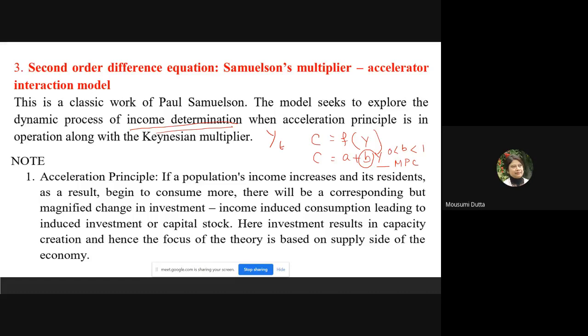So B is greater than 0, less than 1. Generally what we find is that in the beginning, when the income is at a lower level, the MPC is very high. And as income increases, MPC moves towards 0. So at the lower level of income, MPC is very close to 1, and at the higher level of income, MPC is close to 0. Do you know that? No, ma'am.